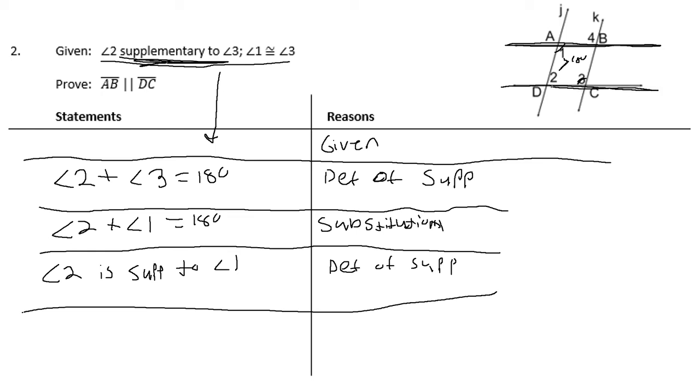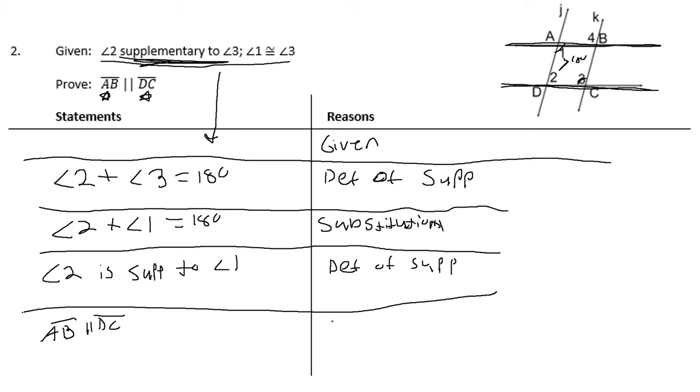Well, if that's the case, those are actually consecutive interior angles, right? Angle 1 is the consecutive interior on the AB side. Angle 2 is the consecutive interior on the DC side. And that's exactly the two lines I want. I want AB and I want DC. So if these two add to 180, that means that these two lines are parallel. I can actually make my proof statement right here. AB parallel to DC. Why?